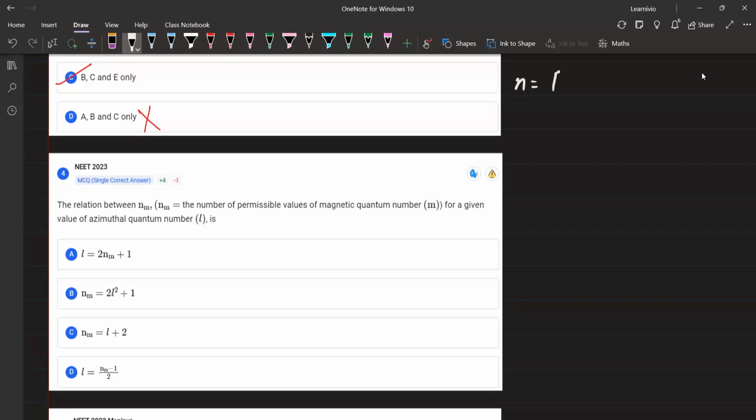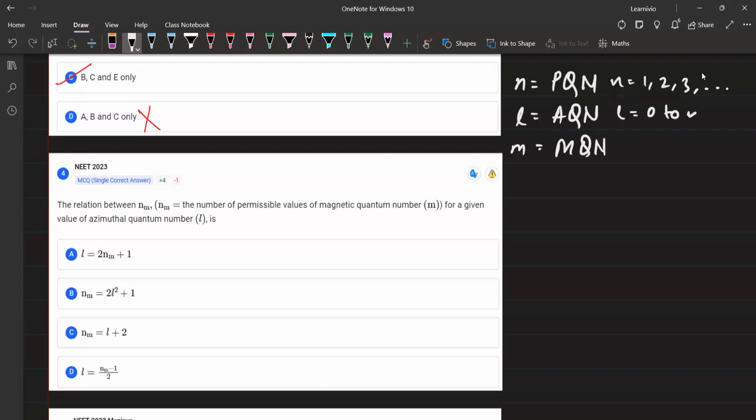N is known as the principal quantum number. L is known as the azimuthal quantum number. And we represent M, the magnetic quantum number. Here it is saying that N_m is representing the number of magnetic quantum numbers. Now, for N, the values available are 1, 2, 3, and so on. The values of L depend on the value of the principal quantum number. L is equal to 0 to N minus 1.